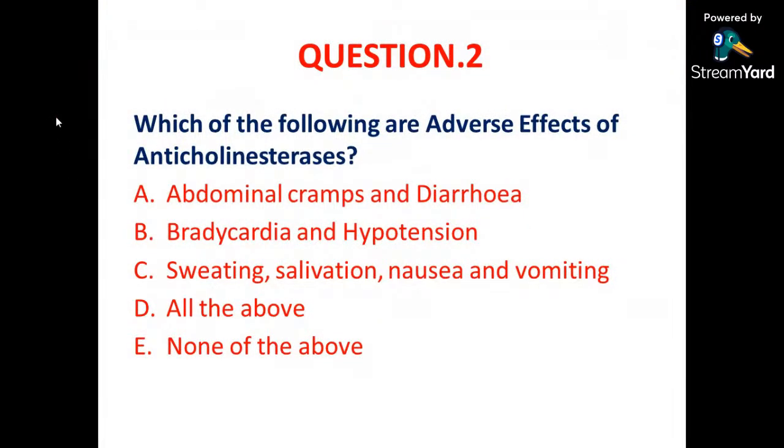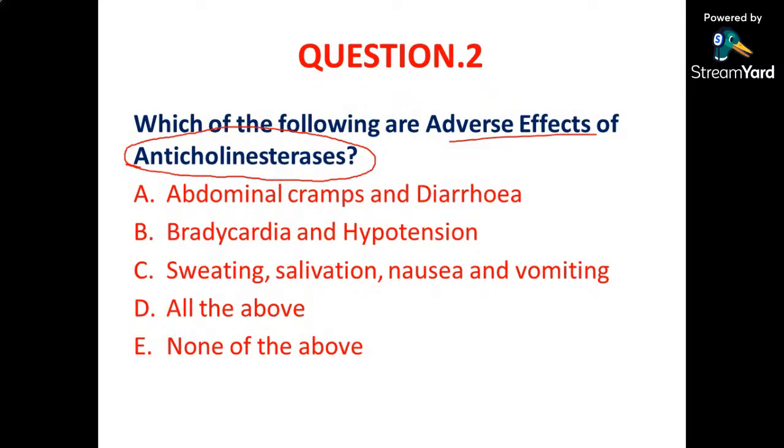Now we'll go to the second question. This is a little bit interesting question and very informative. Which of the following are adverse effects of anticholinesterase? Anticholinesterase causes what kind of adverse effects is the question. And in this we have options: abdominal cramps and diarrhea, bradycardia and hypotension, sweating, salivation, nausea, vomiting, all the above, none of the above. These are the question and the options.